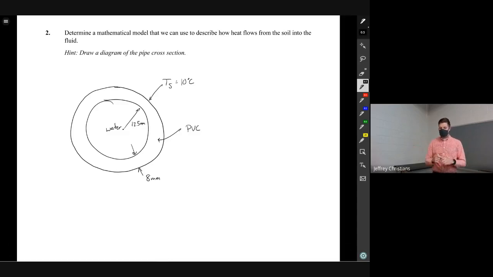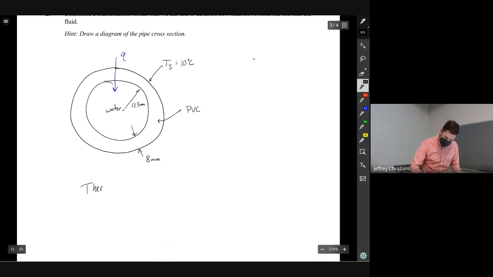So we have heat flowing from the outside into the inside. We're looking at every point along the system; it's going to look like this. We're just looking at a single slice. And we can think about this as a thermal resistance problem. Heat first has to go through the pipe, and then it has to go into the fluid by convection. So our thermal resistance model is: the equivalent resistance is R PVC plus R convection.